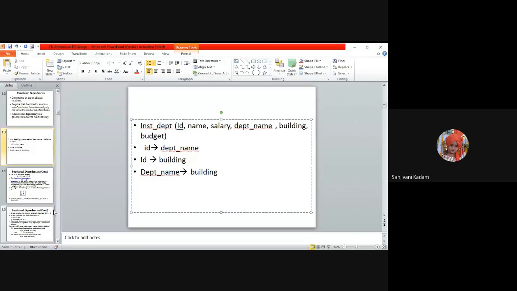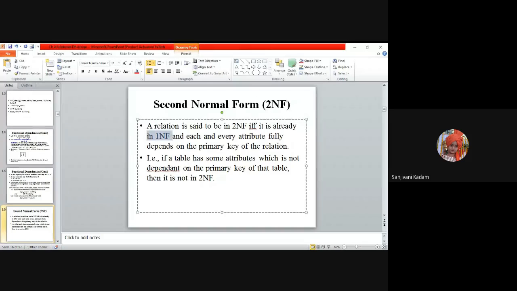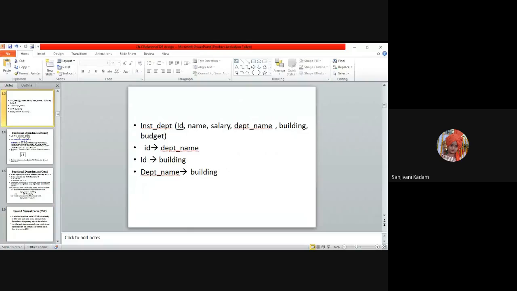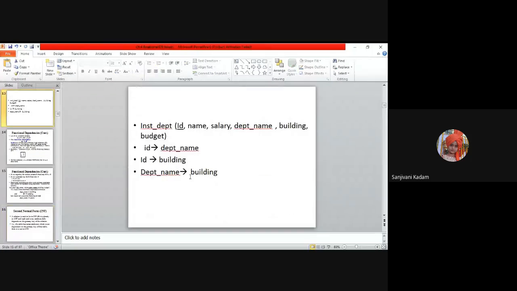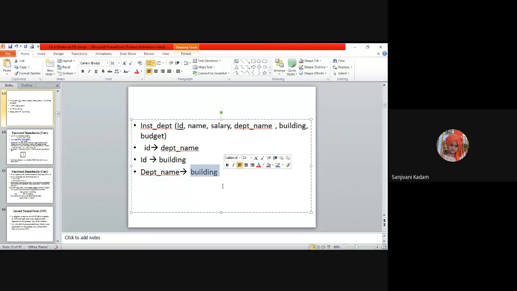So the second normal form says that the first thing is that it should be in the first normal form. Yes, I have the relation in first normal form: ID, name, salary, department name, building, and budget cannot be divided into subparts. And each and every attribute must be fully dependent on the primary key of the relation. The building name won't change whenever my ID changes. It will change whenever my department name changes. For the same department, the value gets repeated, and the building name will also keep repeating. It means building name is not dependent on the ID, but on the department name. So this relation is not in second normal form. It is only in first normal form.